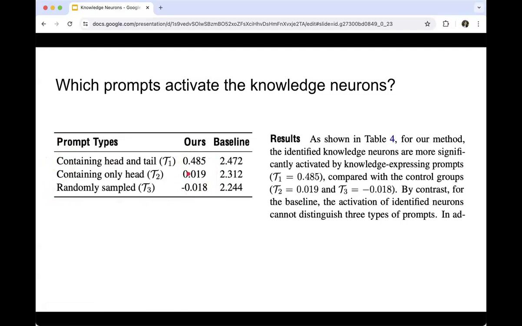And comparing across the prompt types, we can see that the activations for the baseline knowledge neurons are pretty much the same across all the prompt types, whereas the proposed method is able to identify knowledge neurons that are activated by knowledge assessing prompts, but not so much by the control group prompts.